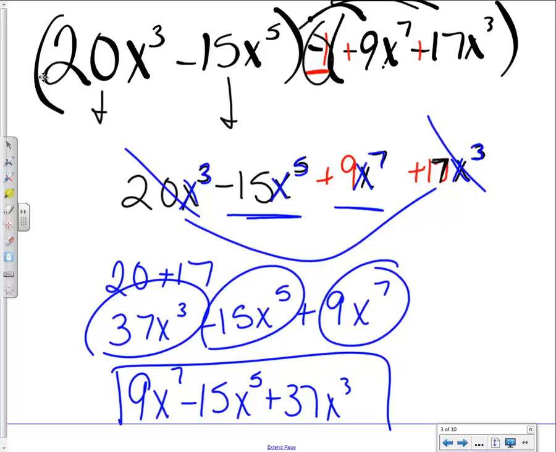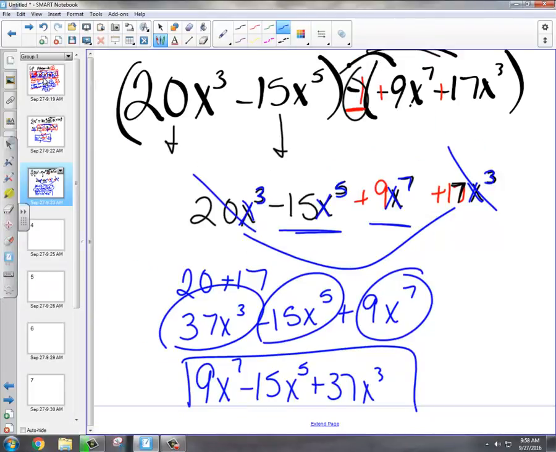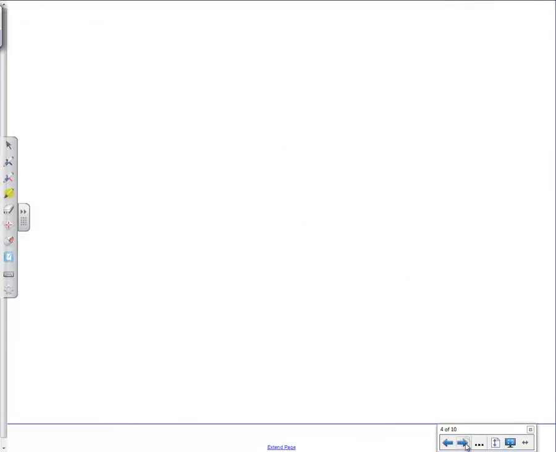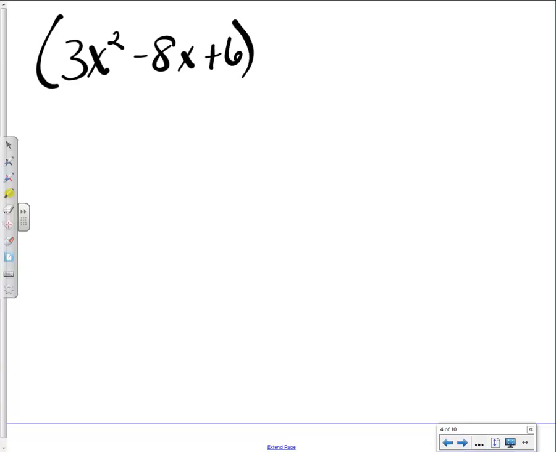Okay. We're going to jump back and forth between adding and subtracting to make sure that we can keep them straight. So we're going to do a few problems of each of them now. Okay, this next one is going to be 3x squared minus 8x plus 6 minus 4x squared plus 8x minus 9.